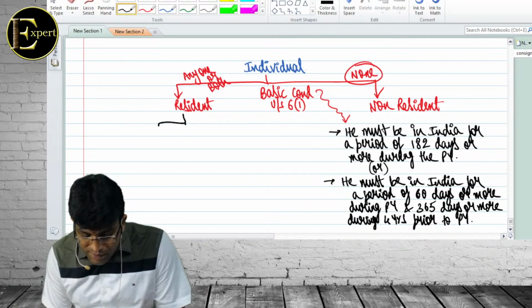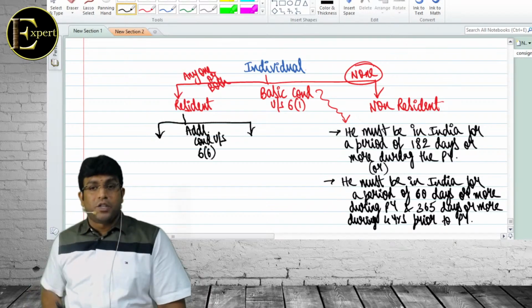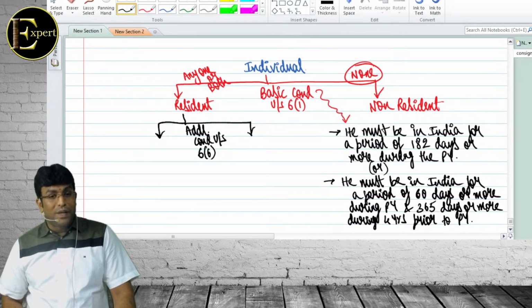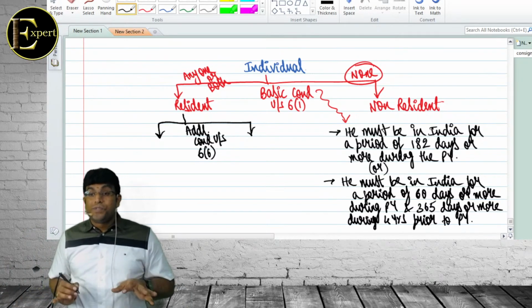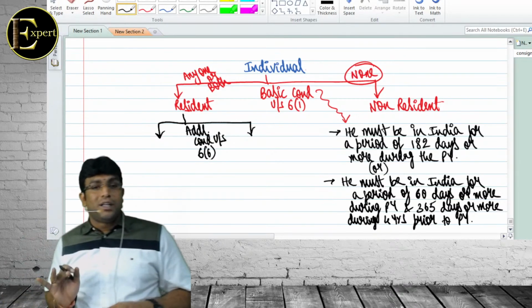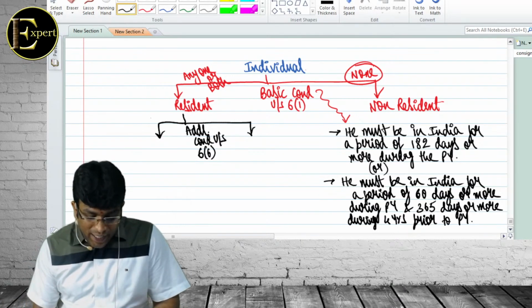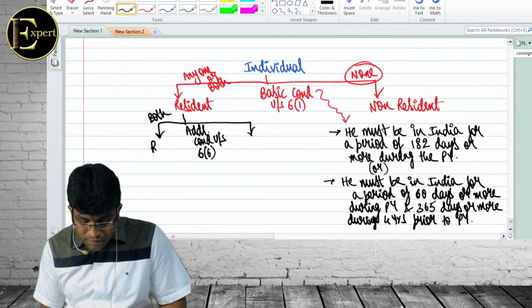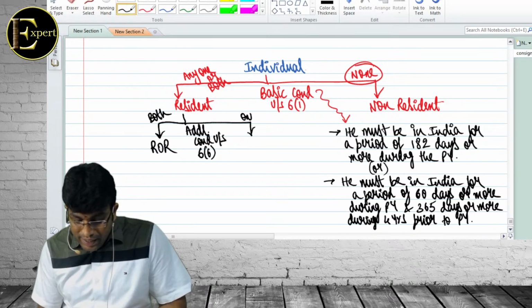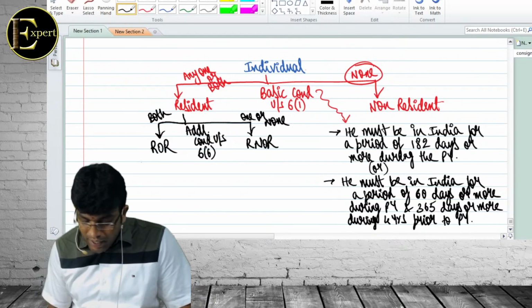Once a fellow becomes a resident, we look at something called additional conditions, which are given under section 6(6). Clear, my dear friends? And friends, we are talking only and only about whom, sir? Individual. We are talking only about whom, sir? Individual. Additional conditions are given under which section? 6(6). And here also there are 2 conditions. And if you satisfy both, ROR. If you satisfy one or none, we call that fellow as RNOR.